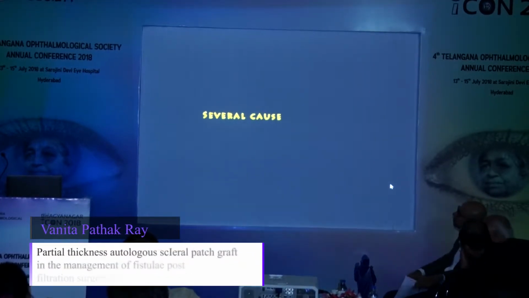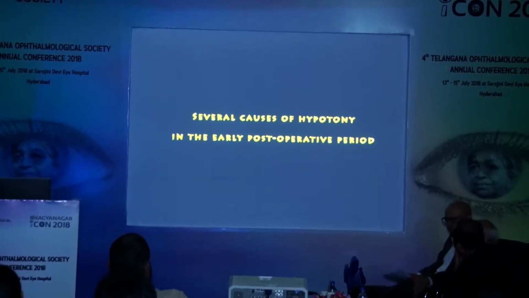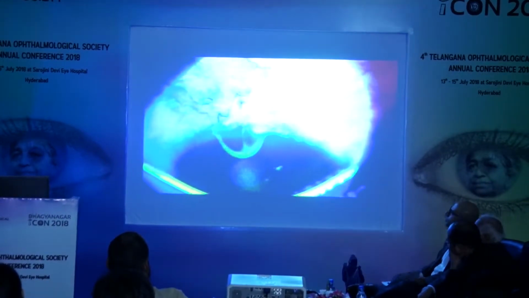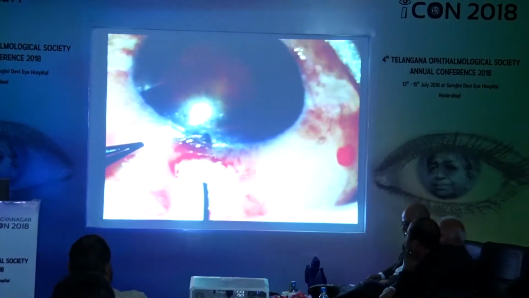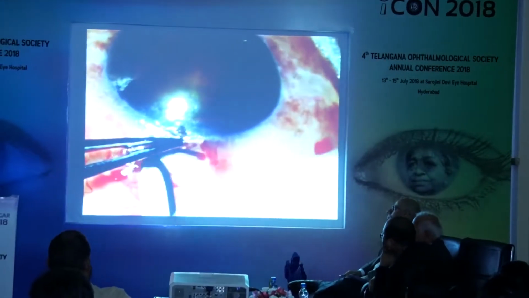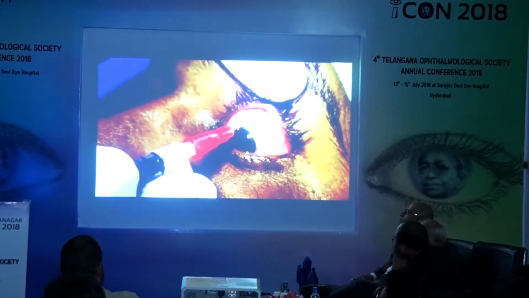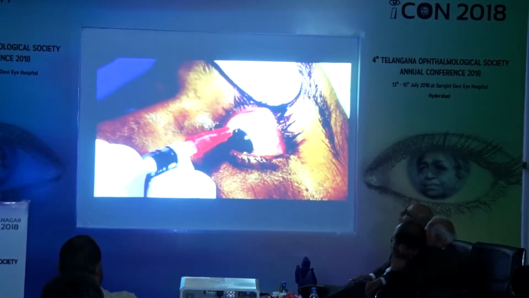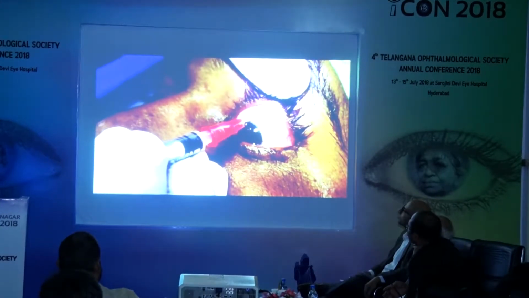There are several causes of hypotony in the early postoperative period. Wound leak and overfiltration being the commonest. Our 29-year-old patient underwent routine topical trabeculectomy with injected mitomycin C for uncontrolled intraocular pressure on maximal treatment in advanced juvenile open-angle glaucoma.